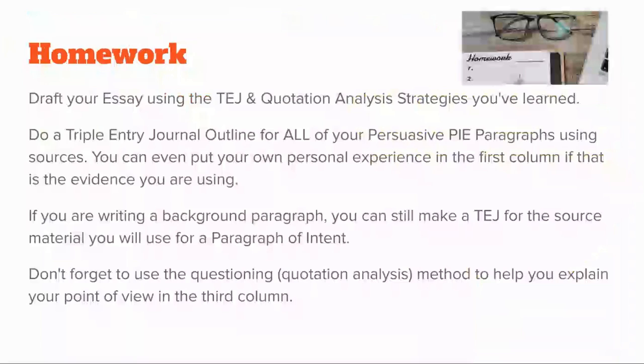If you are writing a background paragraph, you can still make a triple entry journal for the source material you will use for a paragraph of intent. So even if you're not arguing something, you can still use an entry with background information and explain that background information in the third column, and then that would be your paragraph of intent, not a pie paragraph. Don't forget to use the questioning quotation analysis method to help you explain your point of view in the third column.